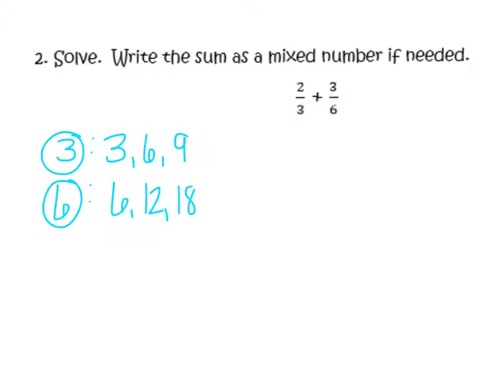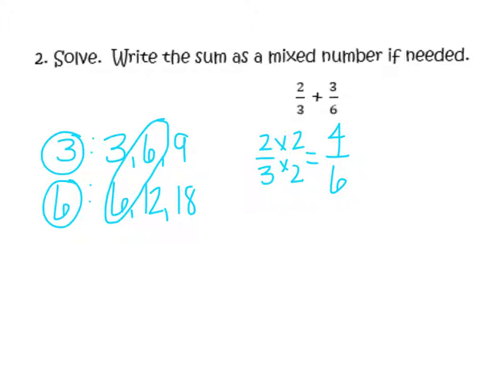What is the common multiple of 3 and 6? Pause the video and circle the common multiple on your paper. The common multiple is 6. Change 2/3 into sixths. Think about what you have to multiply 3 by to get 6. Pause the video while you work. So we have to multiply 3 by 2 to get 6. So now we have to multiply the numerator by 2 as well. 2 times 2 is equal to 4. So now I have 4/6.